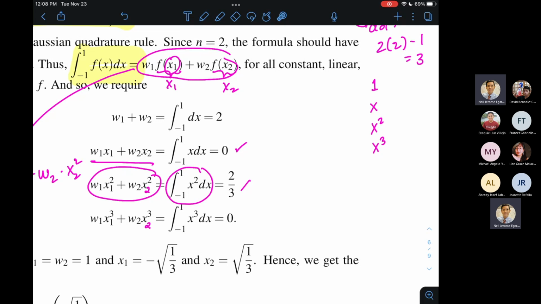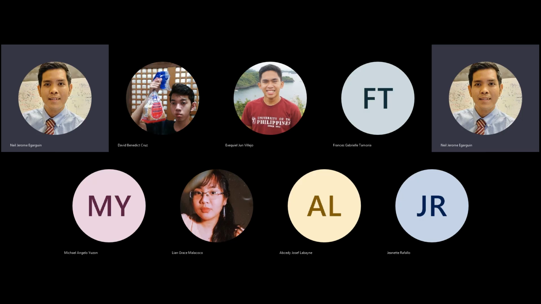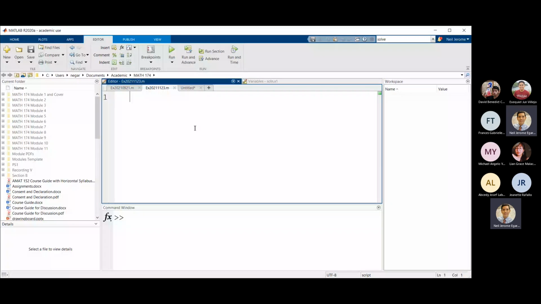So lipat ako ng screen. Pakita ko yung MATLAB screen ko. Where is MATLAB? Okay, there you go. Okay, so I hope you guys can see my MATLAB screen. Pakisabihan na lang kung maliit yung font.